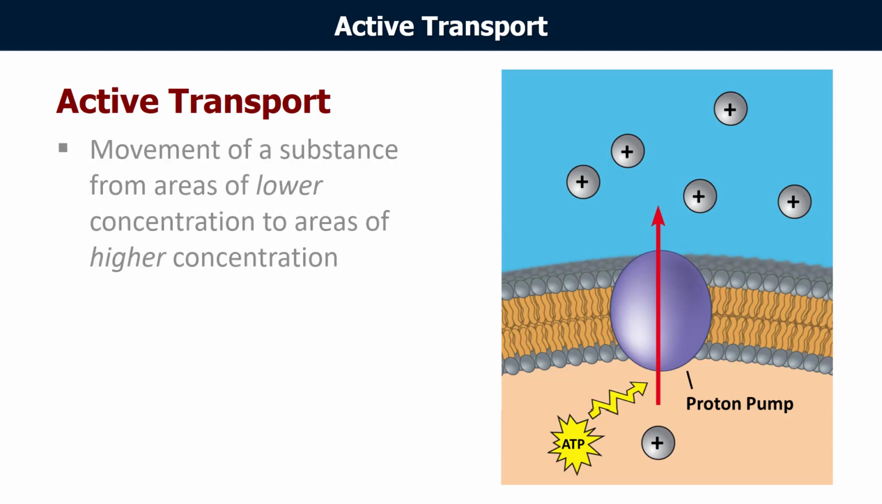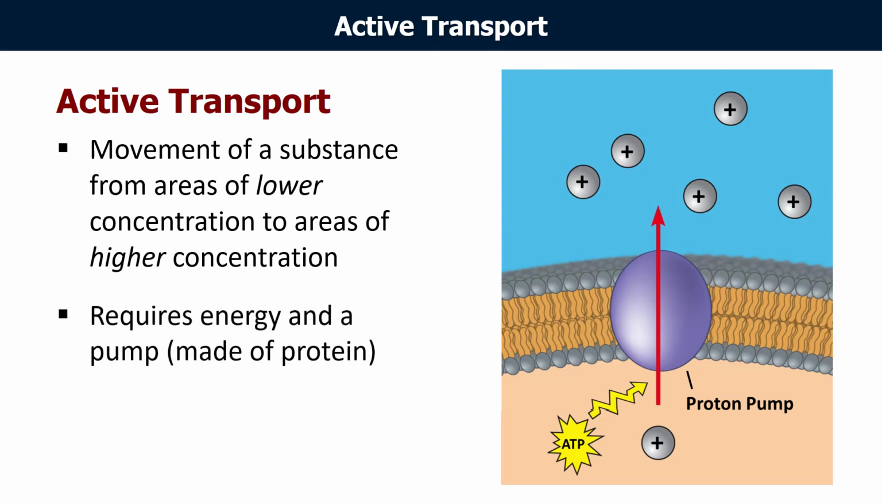So active transport is the movement of a substance from areas of lower concentration to areas of higher concentration. We're now going against the gradient. This is like the truck going up the hill now. So we're going from the lower concentration to the higher, the exact opposite of what the gradient wants to do. And as a result, this requires energy. It takes gasoline, after all, to make the truck go up.